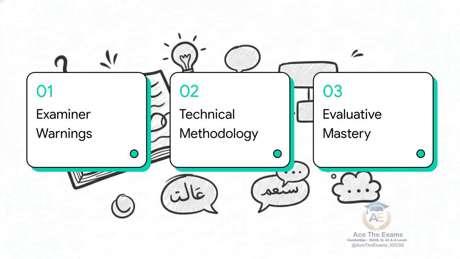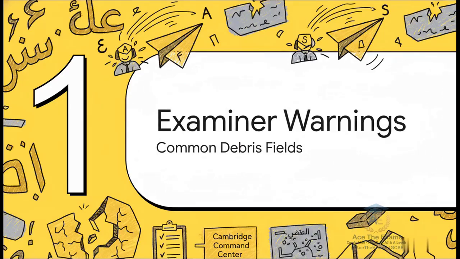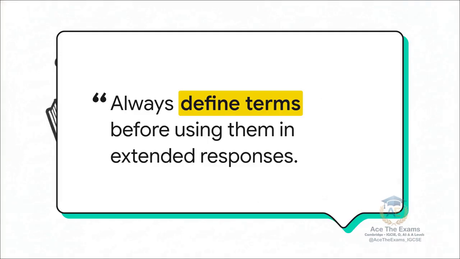Let's get moving. Section 1. Top examiner warnings. Let's analyze the exact debris fields that pilots Alex and Sam keep crashing into. Look at this direct radar warning pulled straight from the principal examiner reports at Cambridge Command. It explicitly states, and I quote, "Candidates consistently confuse key terminology. Always define terms before using them in extended responses." Listen to me. Foundational terminology is your launch pad. You literally cannot get off the ground without it.